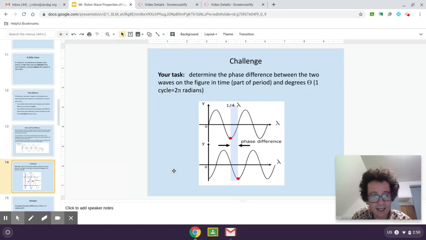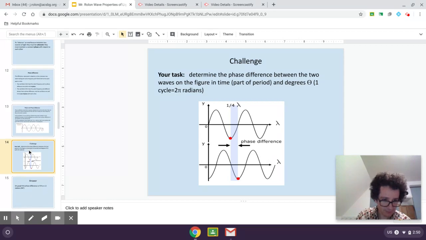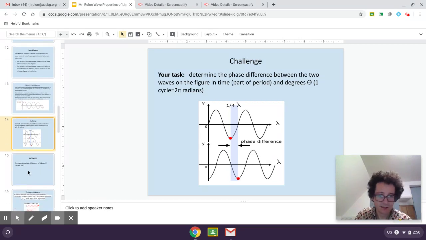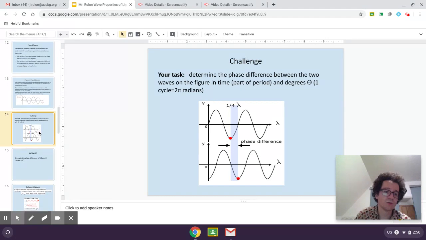Here you have a little challenge. If you want to have a look afterwards, it comes with an answer, so don't worry. Try to think what's the phase difference between these two waves.